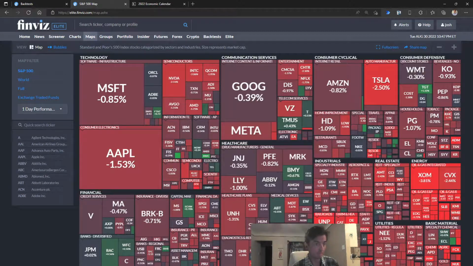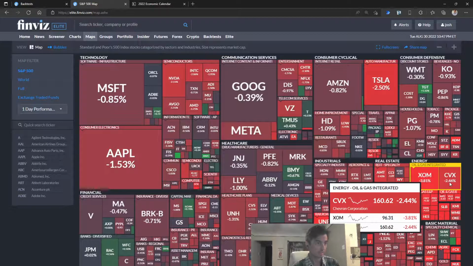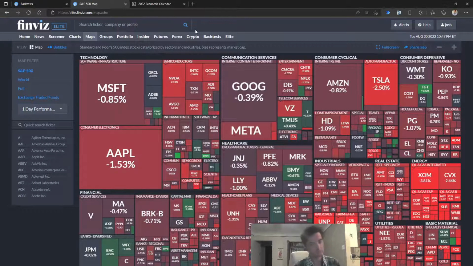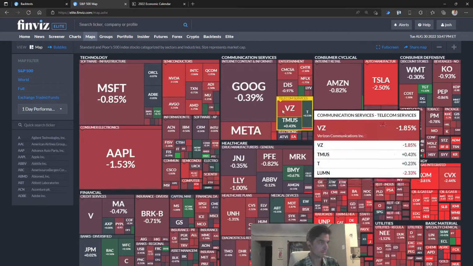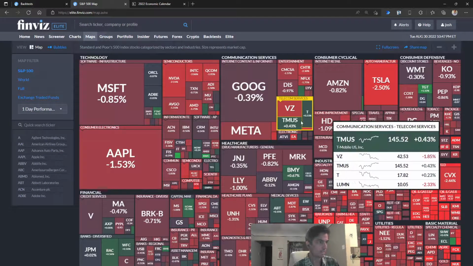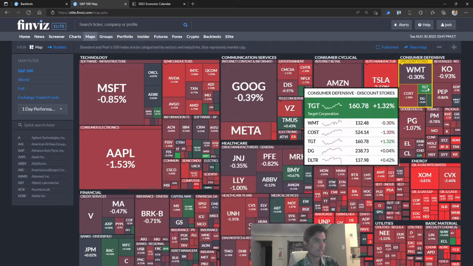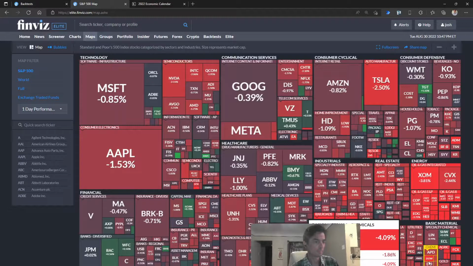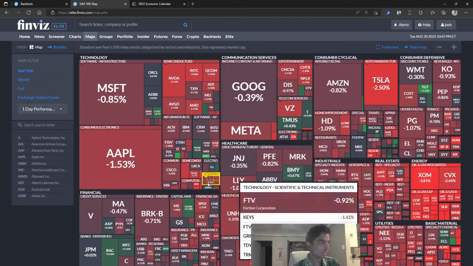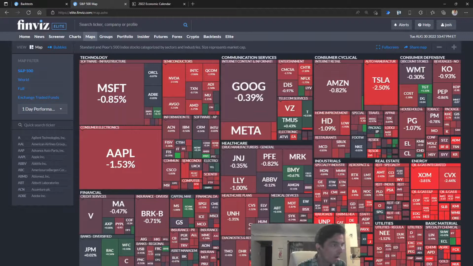Energy took a bigger dump today. It's been really hot lately, and so now it's deeper in the red. That could be related somewhat to Europe's story that the reserves on natural gas aren't so low as you might think. Telecom here, T-Mobile, AT&T are barely in the green. Bristol Myers Squibb and healthcare. Target, Walmart. EA Sports was in the green the other day. I don't see it now.